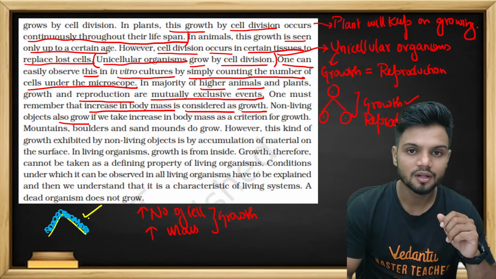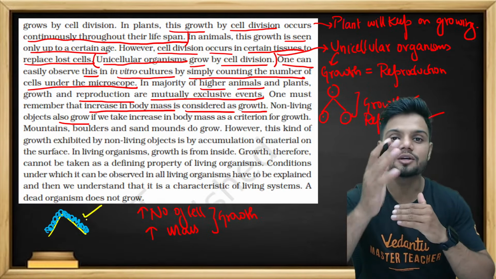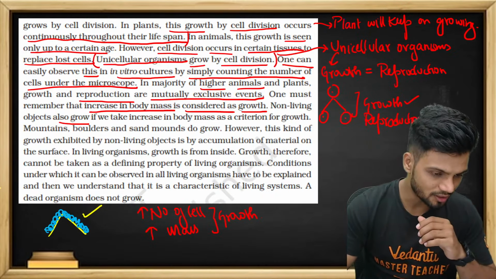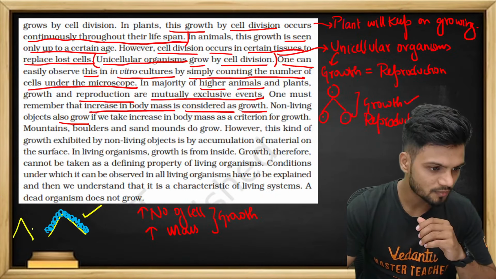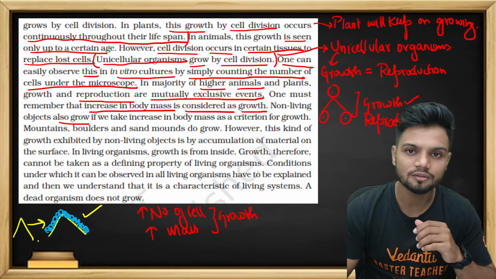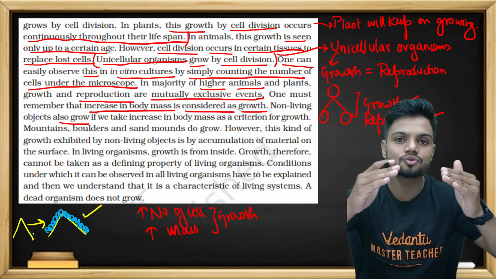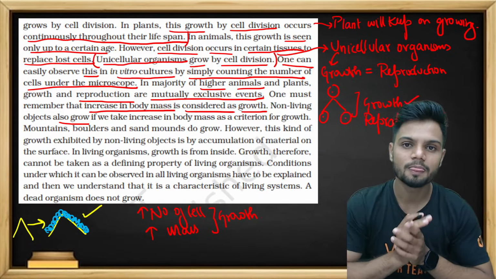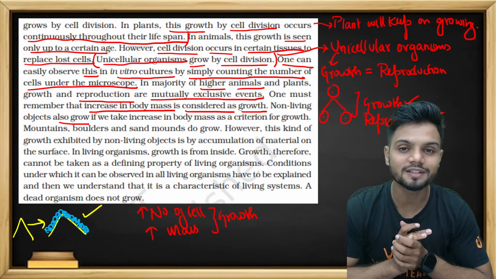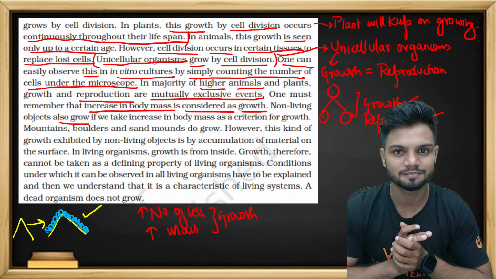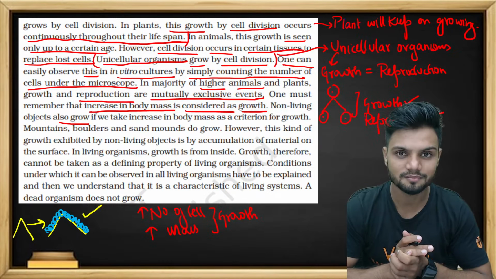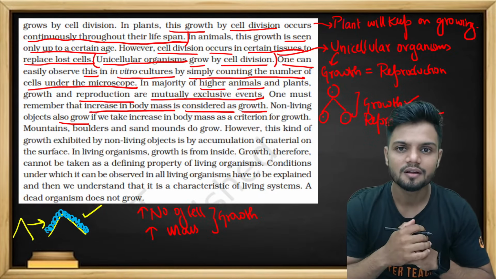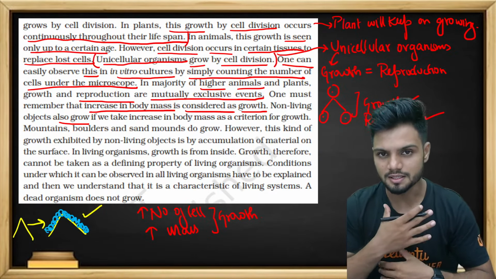This is called extrinsic growth. Growth from the outside. So imagine initially the mountain was like this. It became something like this later on. That is accumulation of snow on the top. That is called growth in the case of non-living things. For example, sand dunes. Sand dune formation happens. Extrinsic growth.